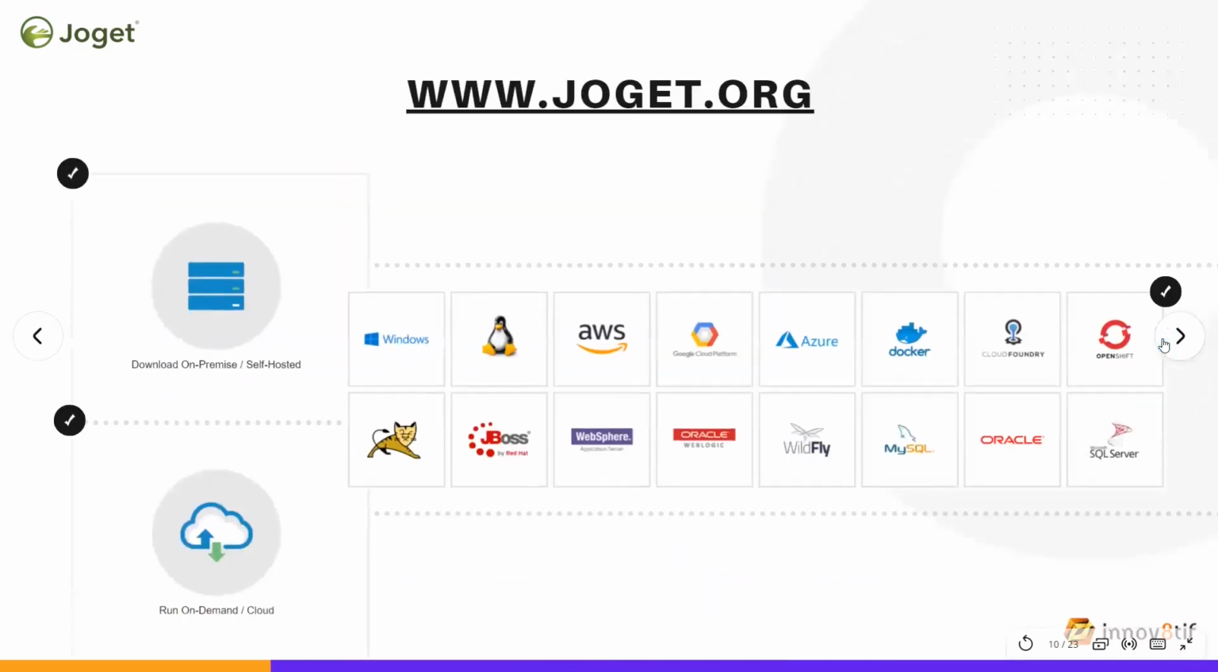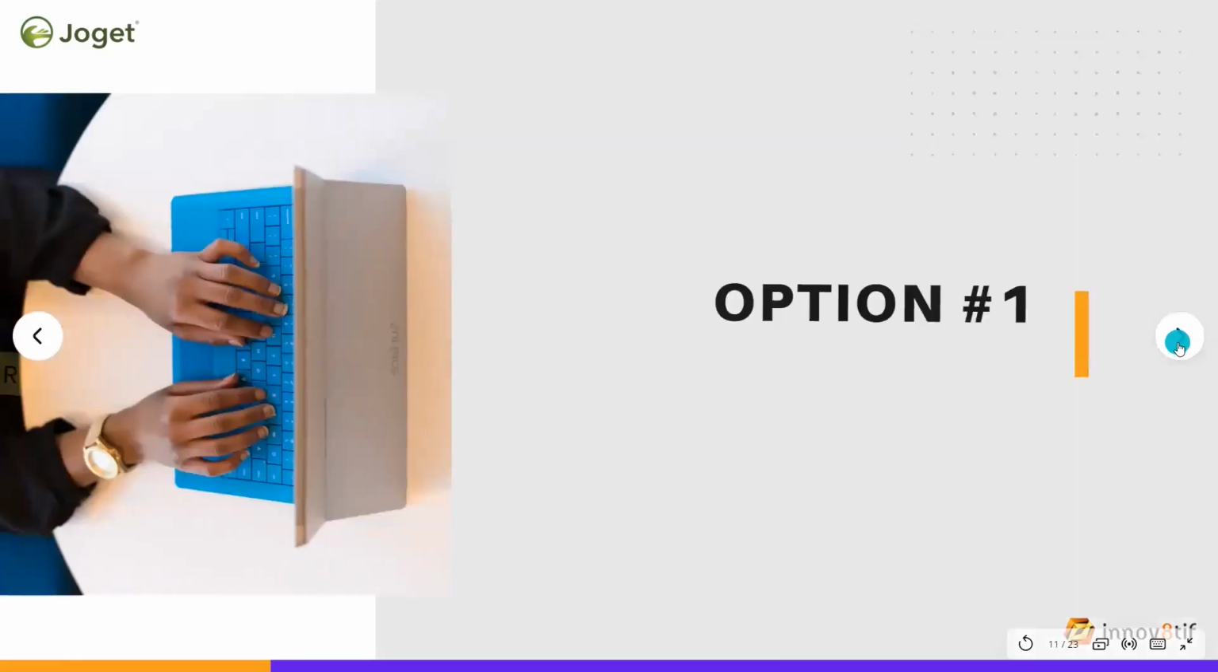Once you click on it, you will have several options where you can install Joget DX on-prem, or if you prefer running on cloud. And if you have other deployment options in mind, you can scroll to the bottom of the page where you can see links to articles on how you can use Joget DX on other deployment options listed here.